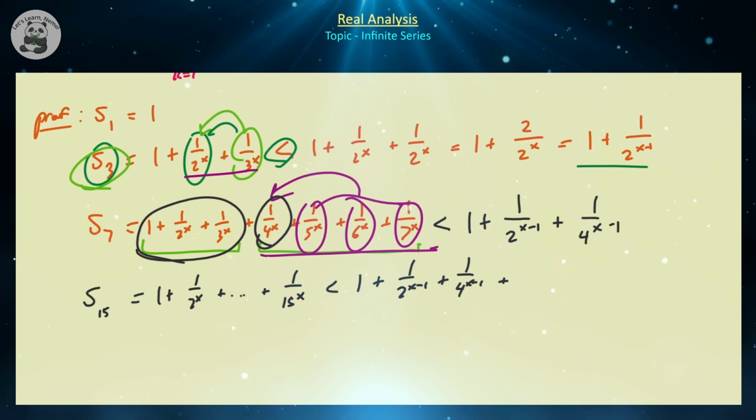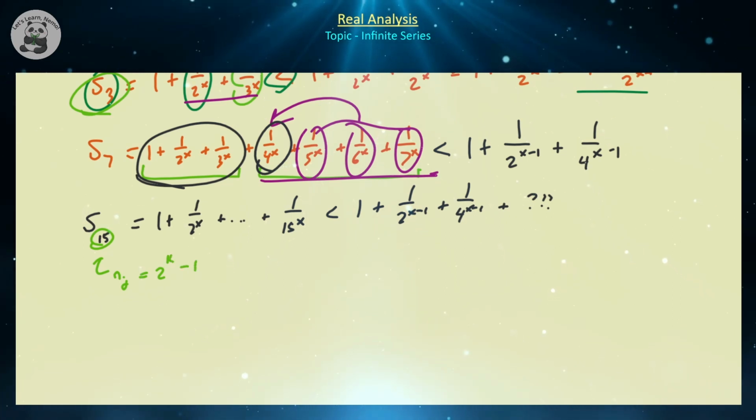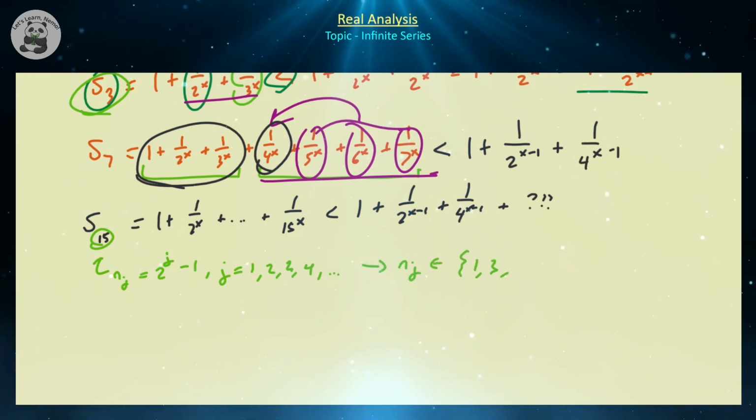Can you take a guess? I'll leave that for you to decide. So what are these indices exactly? These nj's are going to be equal to 2 to the power of j minus 1, where j is equal to 1, 2, 3, 4, and so on. So obviously we have that nj belongs to the set 1, 3, 7, and 15.